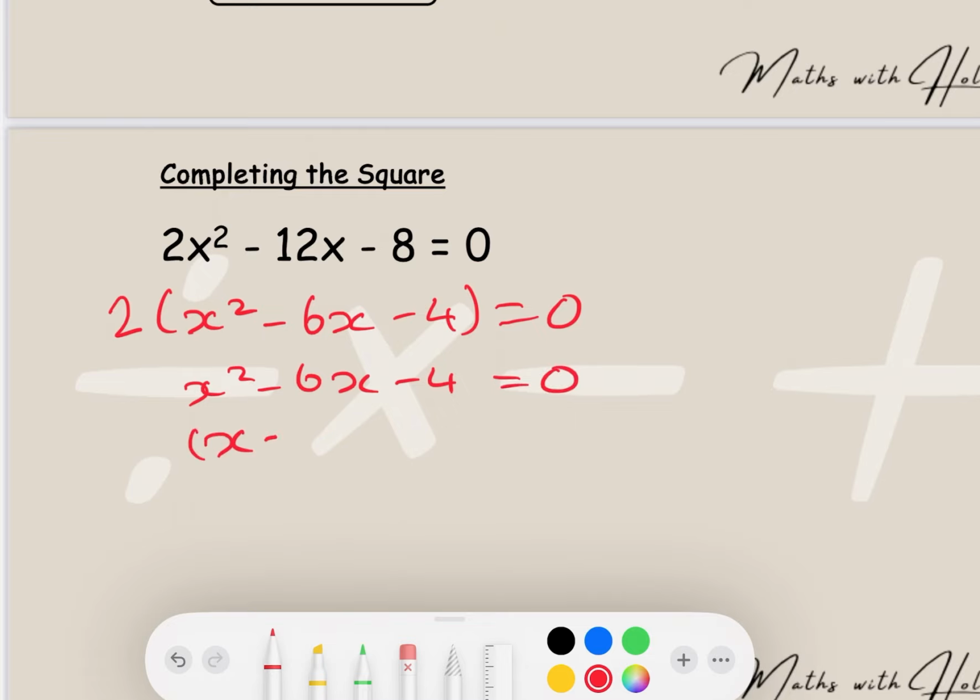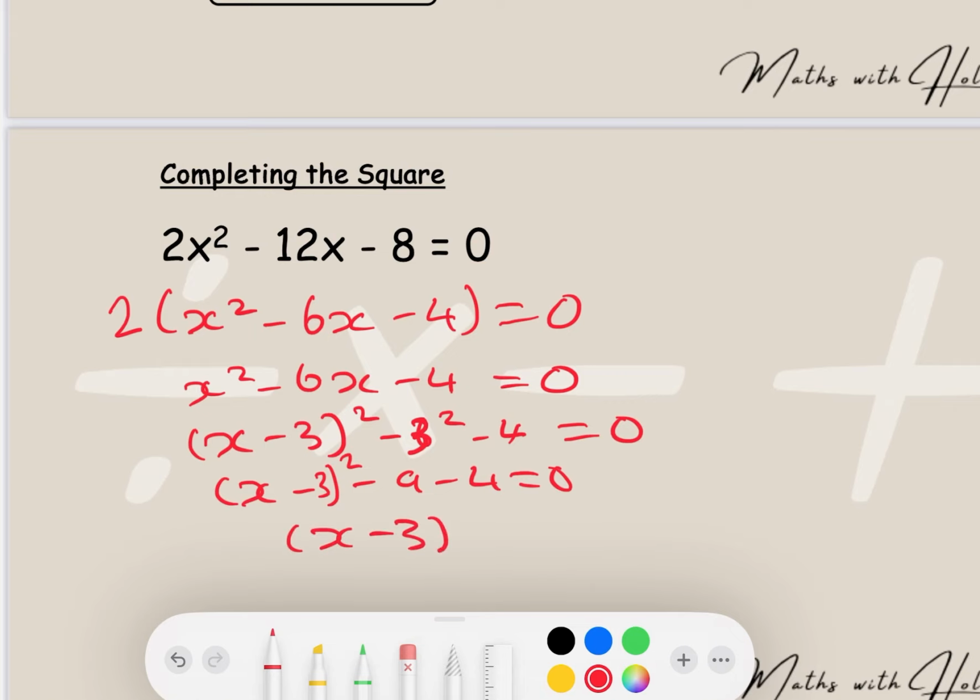Then you use the completing the square method. x minus, not 6 squared, sorry, that should be 3. So x minus 3 squared, and then we're going to minus 9, minus 4 is 0. So x minus 3 squared minus 9 minus 4 is negative 13 is 0.